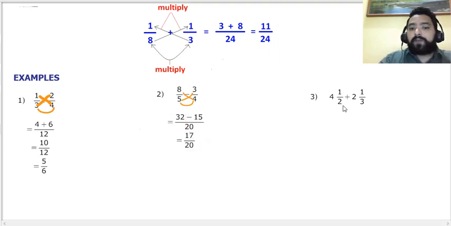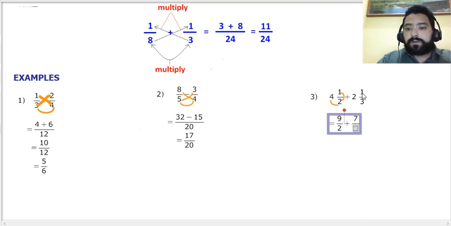In this case, we have a mixed fraction. First, we need to convert this one to an improper fraction. How are we going to do this one? We are going to multiply 4 times 2 plus 1. So it's going to be 4 times 2, 8, plus 1, 9, over, and we copy the denominator, plus 2 times 3, 6, plus 1, 7 over 3, because we copy the denominator.